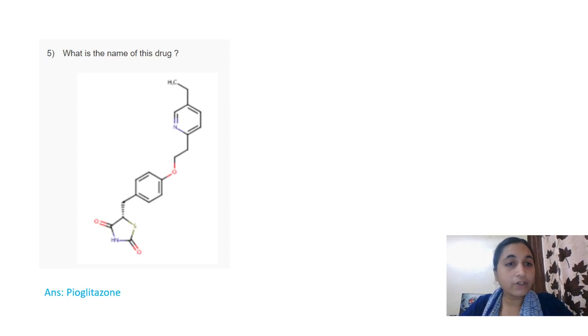And what is the name of this drug? For that also I have told in the previous class, like you can draw this structure in the Jing database and get the name. So this kind of question won't come in the exam, so don't get bothered.